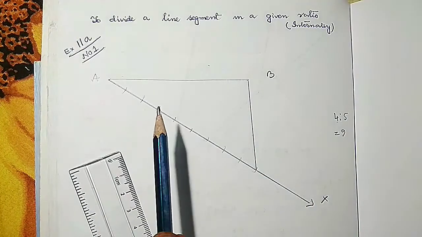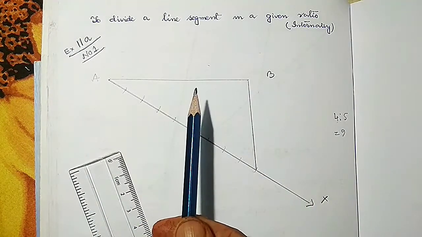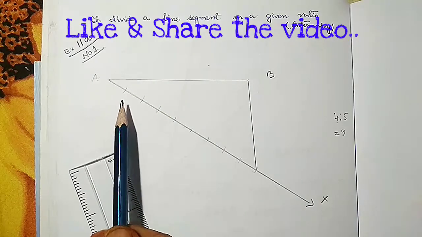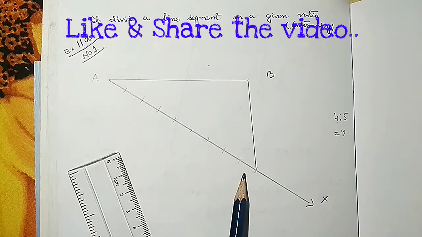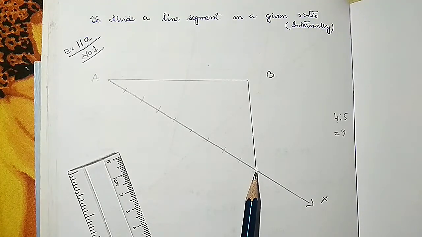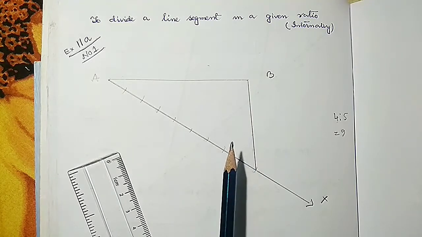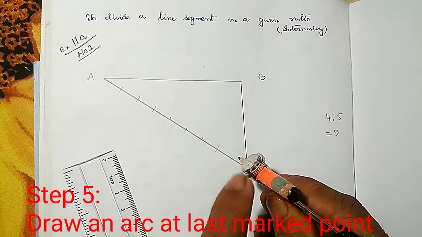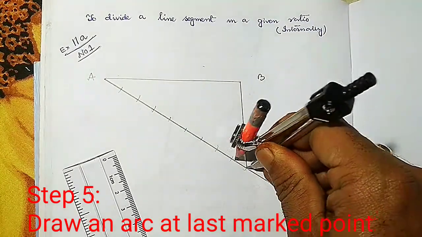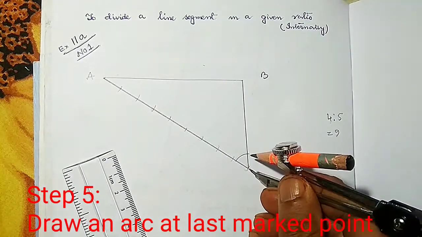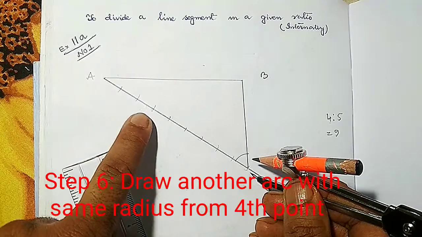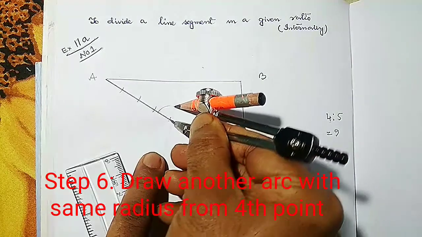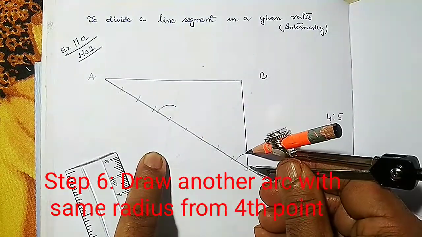What we have done, first of all we have drawn a line segment. After drawing the line segment, we have drawn another ray AX, and here we have located 9 points at equal distances, and after that the last point you join with B. Clear this much? Now in the next step, we have to draw an arc here. From here you have to draw an arc with the same measurement from the fourth position, first, second, third, fourth. In the fourth position also you have to draw an arc of equal measurement. Clear? Here the radius doesn't change.